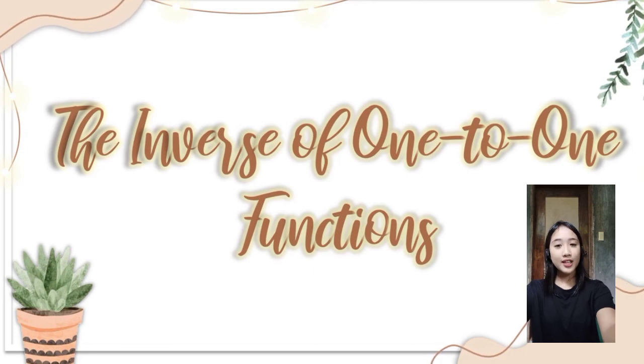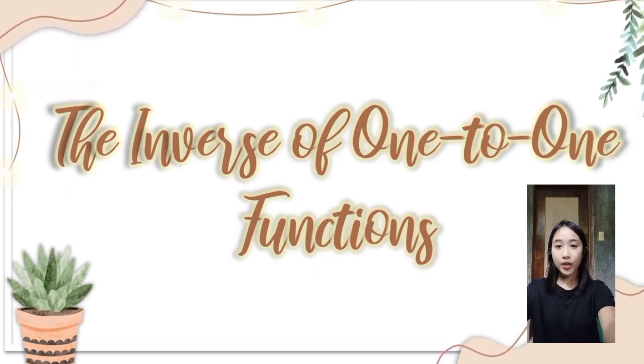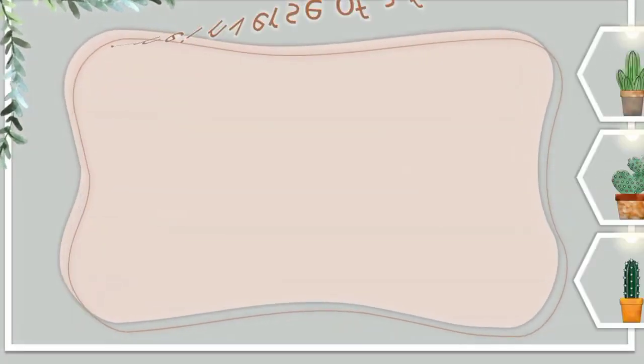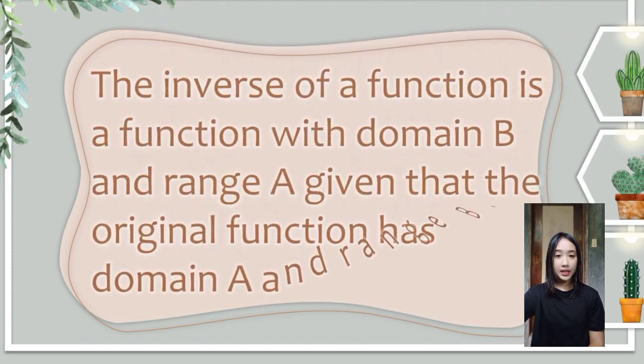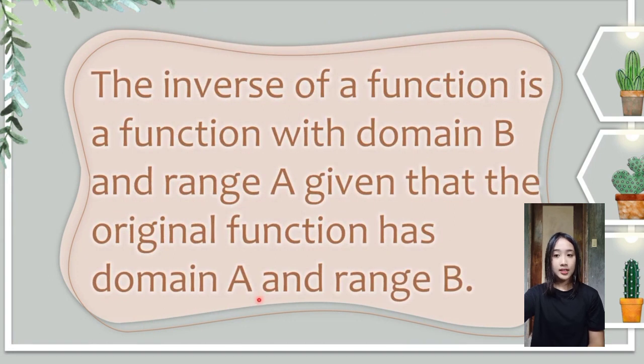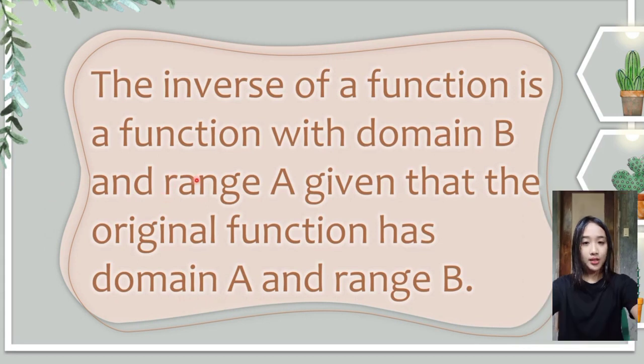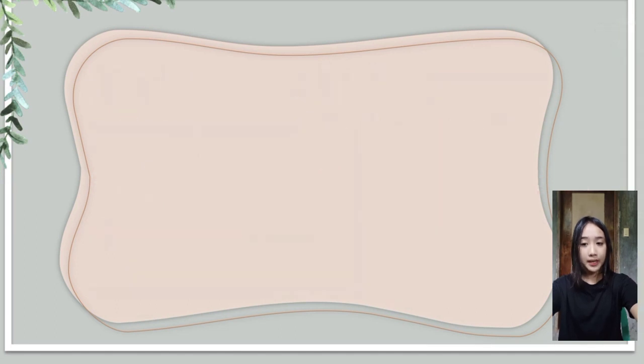So today, we are going to be discussing the inverse of a one-to-one function. The inverse of a function is a function with domain B and range A, given that the original function has domain A and range B. So from domain A, pag mag-inverse na ta, mahimo na siyang domain B, si range A mahimong domain A, and si range B mahimong domain B. Inana ang sa inverse. Balihon lang ang given function.